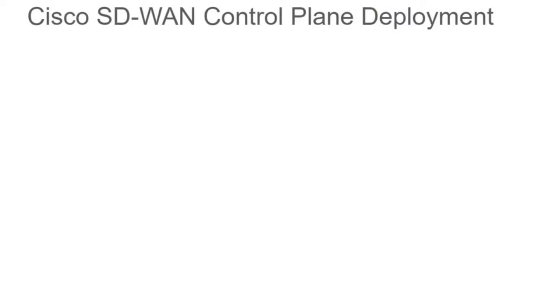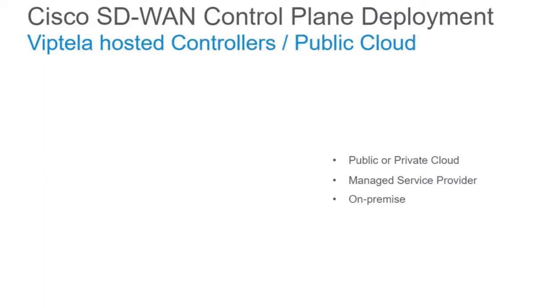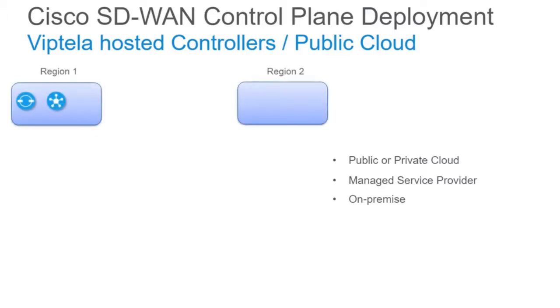The Cisco SD-WAN control plane deployment is very flexible and can be deployed in public or private cloud, hosted by Cisco, managed service providers, or on-premise by end customers in their own data centers. The most commonly deployed model is to host controllers in Cisco's public cloud in AWS, and is the model we will discuss now. For redundancy and high availability, two different regions are selected in AWS.